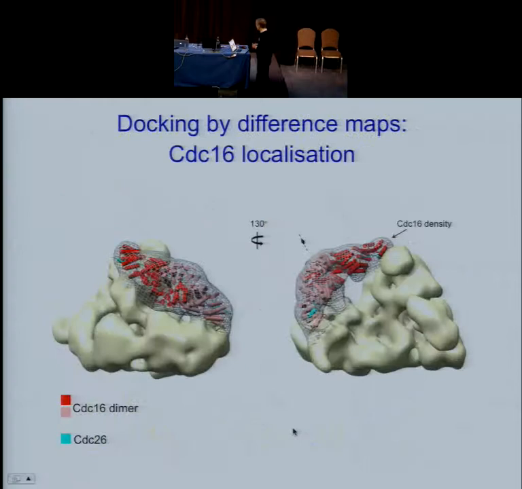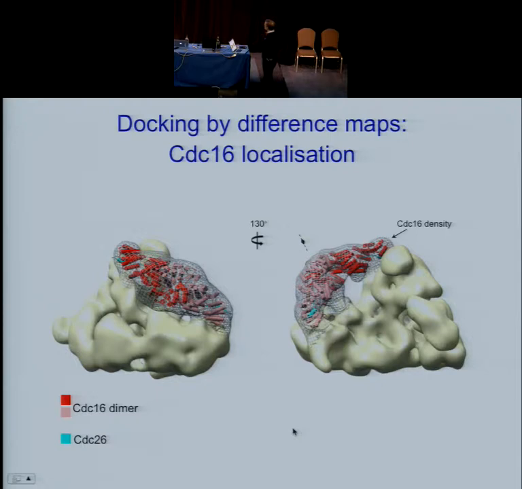So the first approach to dock APC models into the APC map was the so-called difference approach. This approach involves comparing two subcomplexes which differ by one subunit. The difference density between these two subcomplexes can then be assigned to the missing subunit. This is illustrated for CDC16, the TPR subunit, where we compare two subcomplexes.